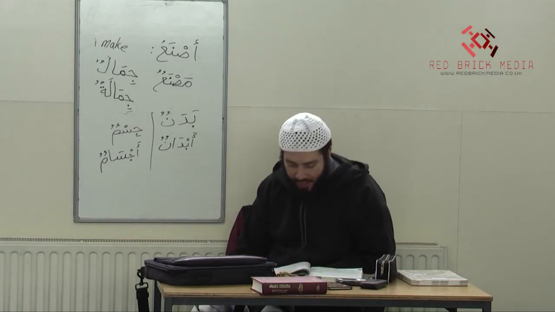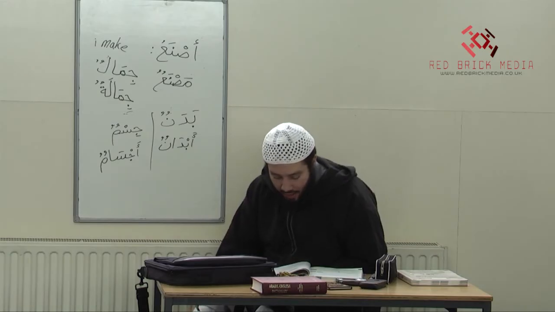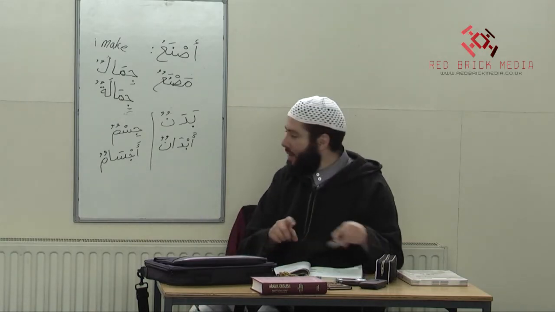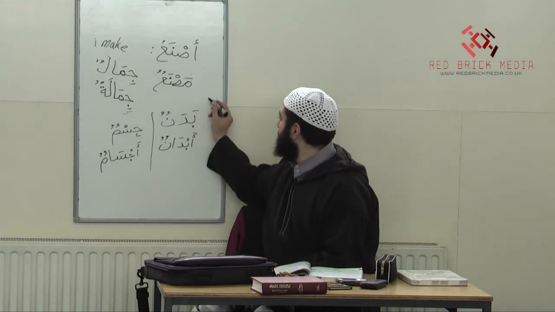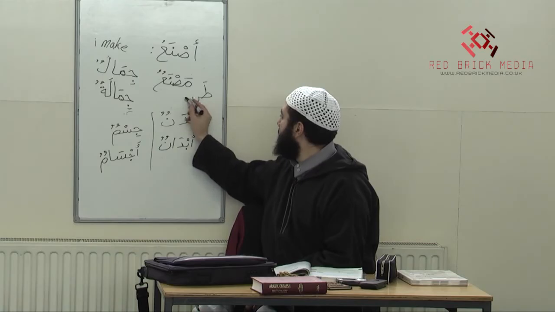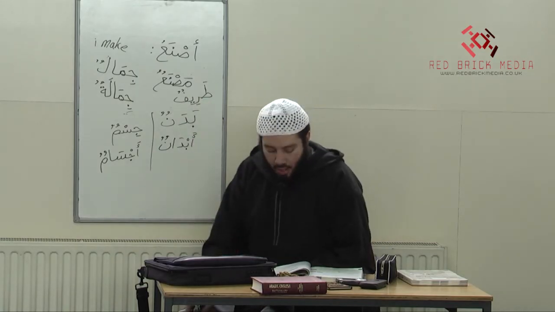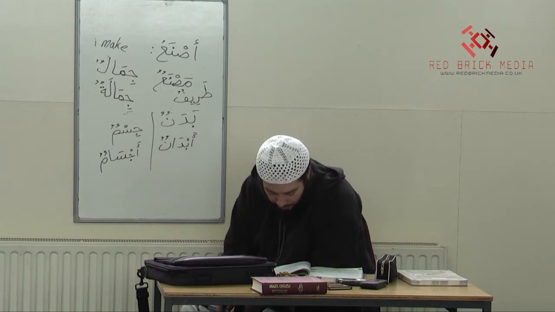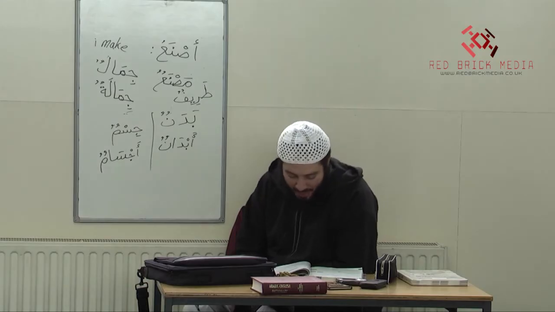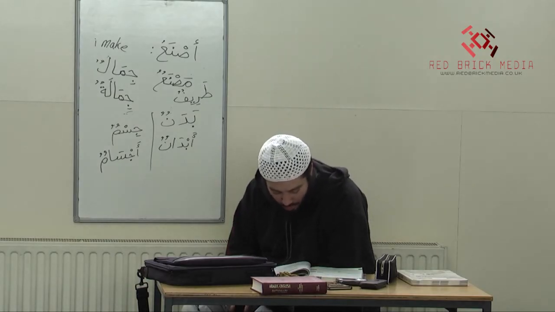لها, for it, meaning the hearts. طرائف الحكمة. The single form of طرائف is طريف, because طرائف is plural. This is a bit difficult to explain, but I will try my best, inshallah.